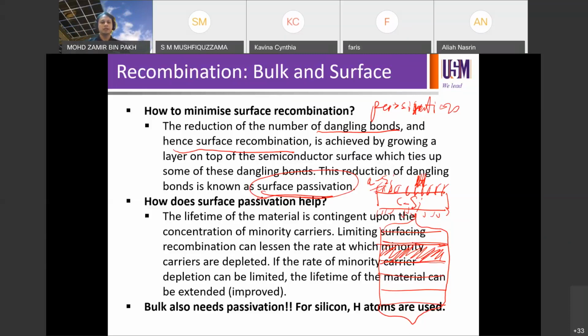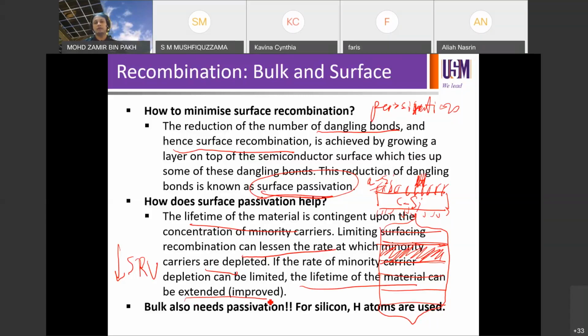So how does it help? The lifetime of the material is contingent upon the concentration of minority carriers. The moment you do the surface passivation, you are actually reducing the SRV. Say before passivation your SRV was a couple of thousands. After the passivation process, your SRV may go down to a couple of hundreds centimeter per second. So it will lessen the rate of recombination. Less carriers will be depleted on or near the dangling bonds due to SRH recombination. If this can be minimized, the lifetime of the material can be extended.